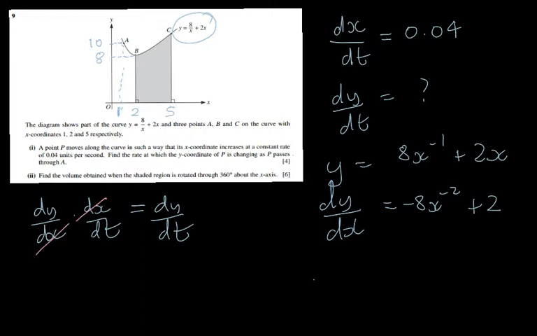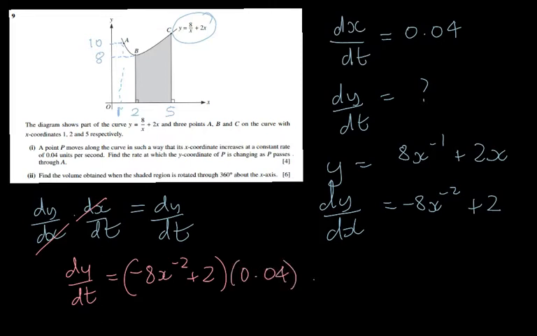Okay? So to get dy/dt, I multiply dy/dx, which is negative 8x to the negative 2 plus 2, I multiply all of that by dx/dt, which is 0.04. Okay? And at either stage, you can do this either before or you can do this afterwards. We actually know that we're doing it through A, which is when x is 1. So we can substitute it now, or we can substitute it afterwards. I'm going to substitute it now because I have a feeling it'll make it a little bit easier for myself. So that means I can put 1 in here.